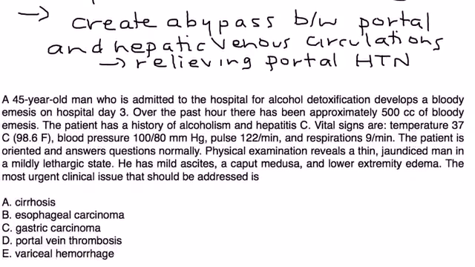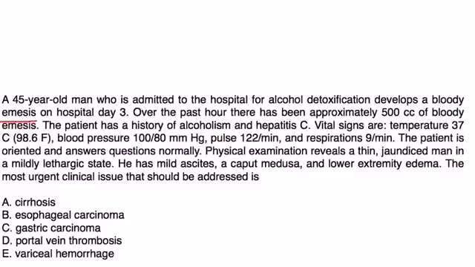A 45-year-old man who is admitted to the hospital for alcohol detox develops bloody emesis on day 3. Over the past hour, there has been approximately 500 cc's of bloody emesis. Patient has history of alcoholism and hepatitis C. Vitals are temperature is 38, blood pressure is 100, pulse is 122, respirations are 9. Patient is oriented and answers questions normally. Physical exam reveals a thin, jaundiced man in a mildly lethargic state. He has mild ascites, caput medusa, and lower extremity edema.